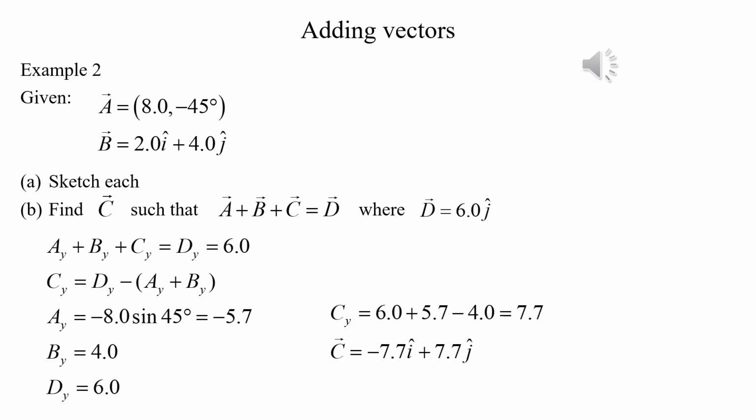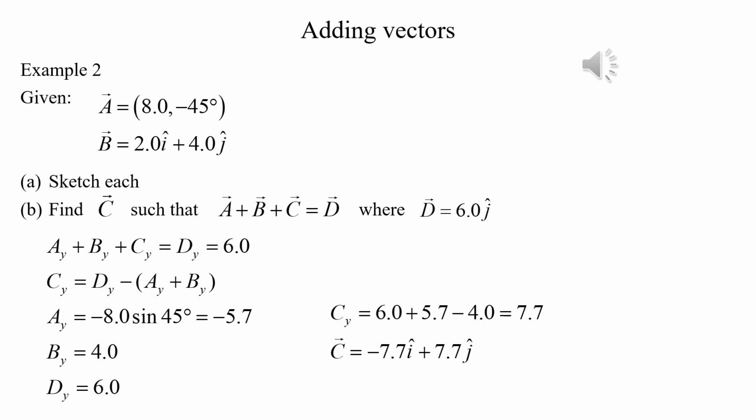All right, so now I want to find the y component of vector C. So I know that Ay plus By plus Cy equals Dy, which is 6. So Cy is going to be Dy minus the sum of Ay and By. Well, Ay is 8 times the sine of negative 45 degrees, which is negative 5.7. And By is equal to 4, and Dy is equal to 6. So then Cy is 6 minus negative 5.7 minus 4.0, which gives us 7.7. So now I've got the x and y components of vector C.